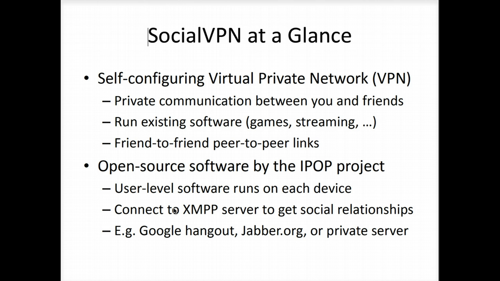SocialVPN is an open source software that's part of the IPOP project. It's user level and runs on various devices. It uses an XMPP server to obtain social relationships. You can use, for example, public XMPP servers like Google's Hangout, Jabber.org, or run your own private XMPP server like we'll do in this demo.